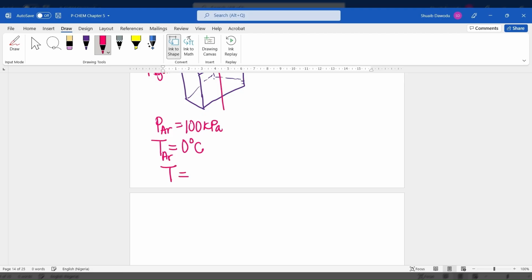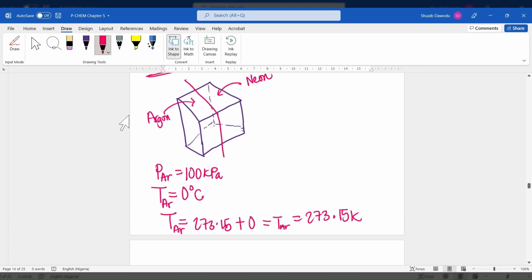Whenever you're calculating, for temperature you just add 273.15 to whatever the degree Celsius value is in order to get it in Kelvin. So we have 0 degrees Celsius, so 273.15 plus 0. The temperature of argon is simply 273.15 Kelvin. So we have both the pressure of argon and the temperature of argon.